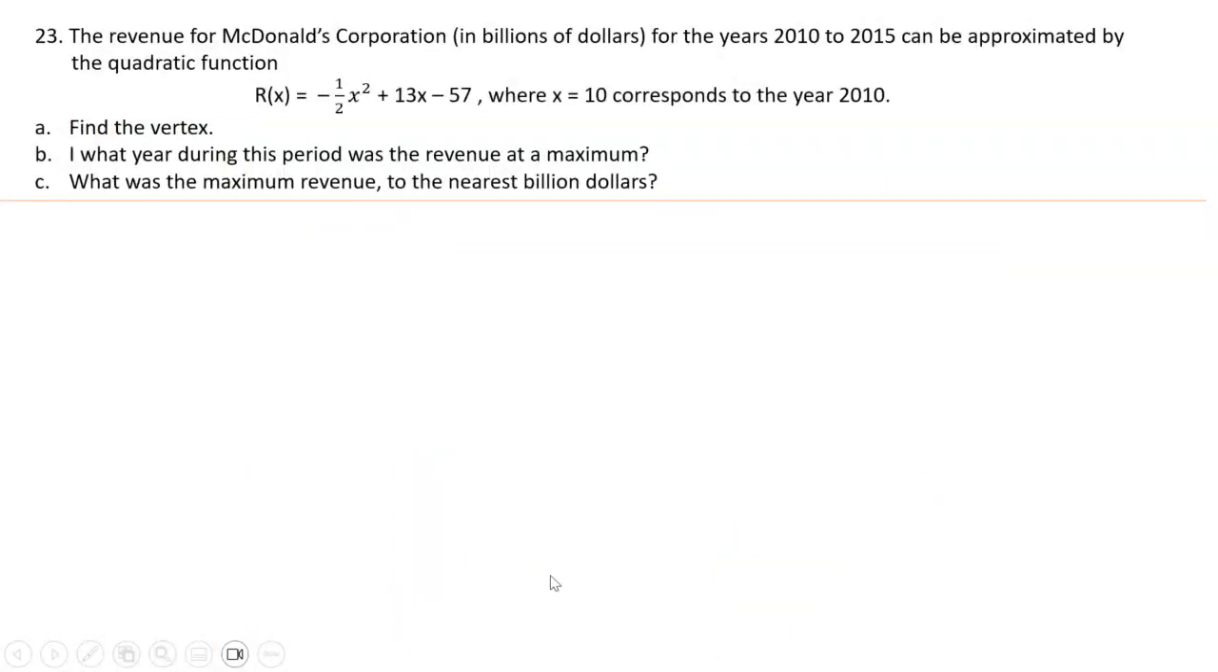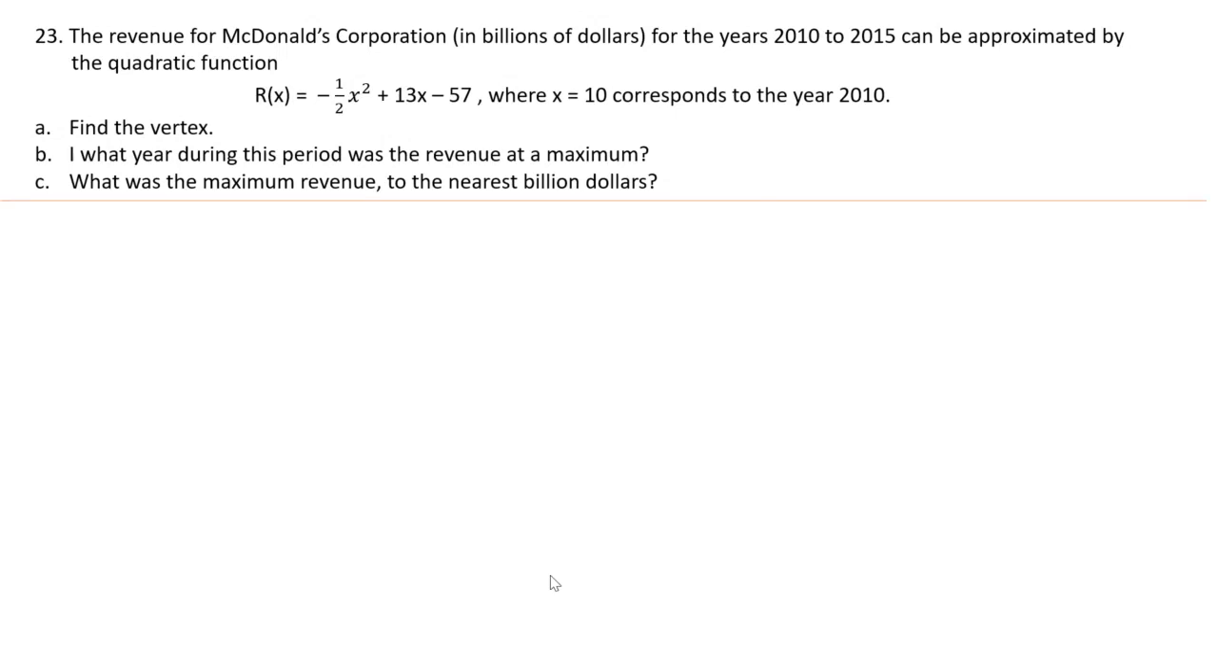Okay, I believe this is the last problem for this review. This is number 23. It says the revenue for McDonald's Corporation in billions of dollars for the years 2010 to 2015 can be approximated by the quadratic function r of x equals negative 1/2 x squared plus 13x minus 57, where x equals 10 corresponds to the year 2010.